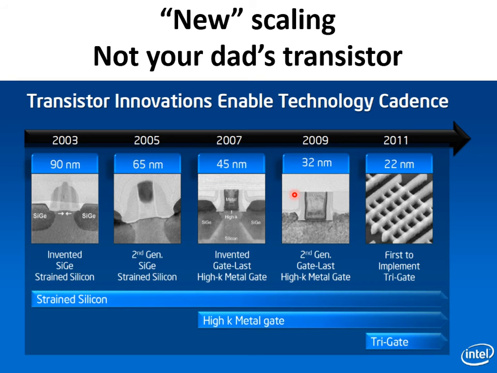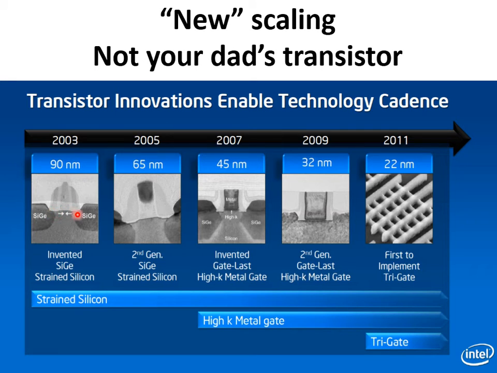What happened is that they had to change the materials and to change the shape. And everything starts from 2003. Okay, look at this sequence here. In 2003, the technology was called 90 nanometer. The channel length was about 50 nanometer, more or less.